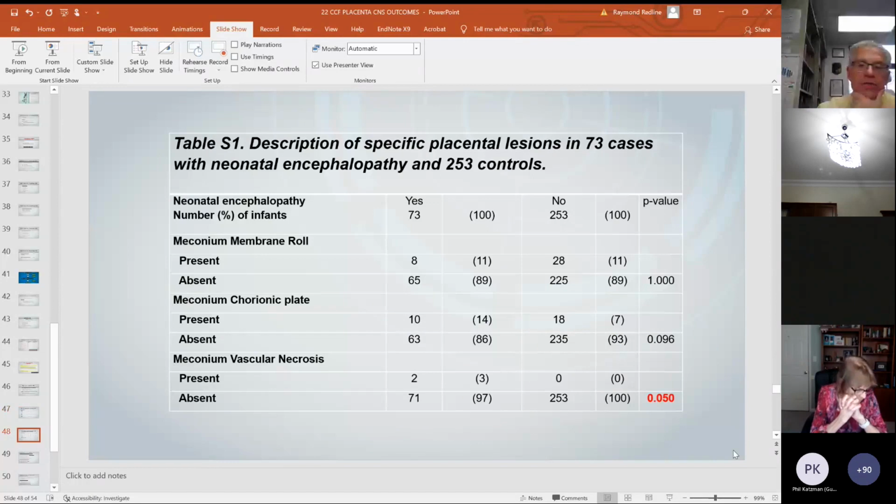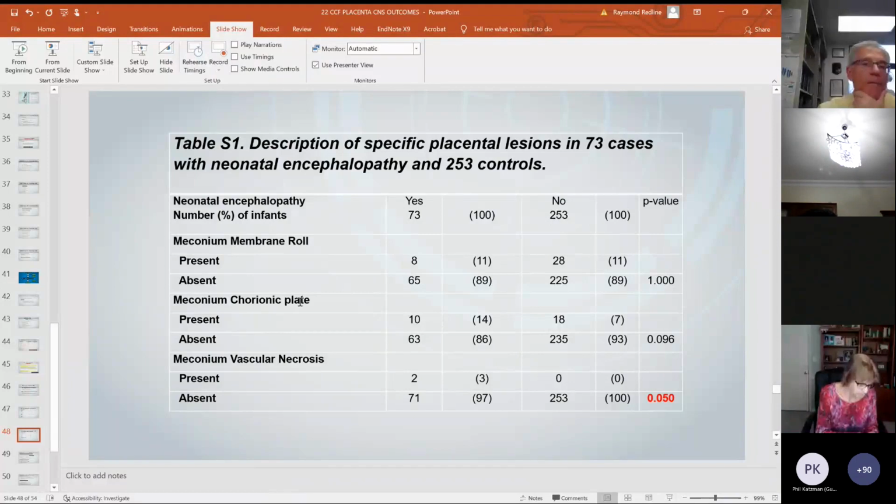This didn't technically reach statistical significance and was presented in the paper as a supplemental table, but it does go along with our previous observations that the duration of meconium exposure is also associated with the prevalence of neonatal encephalopathy. So when you only have meconium in the membranes, which is usually from recent meconium exposure, there was no association with neonatal encephalopathy.